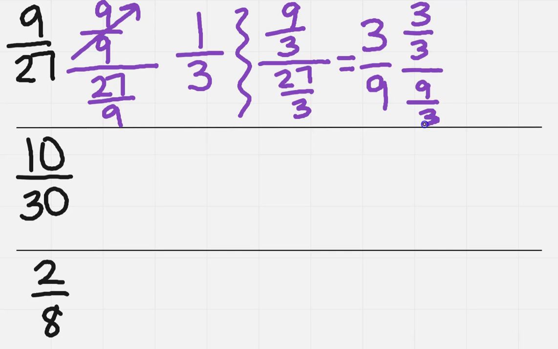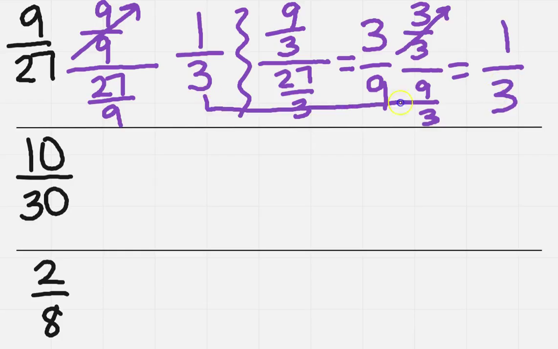So again, there's my thought process. Anything over itself is still 1. 9 divided by 3 is 3. And you notice that these two answers are the same. So no matter how you work it, you're still going to get the same answer. You need to do what works best for you and not just what I demonstrated.